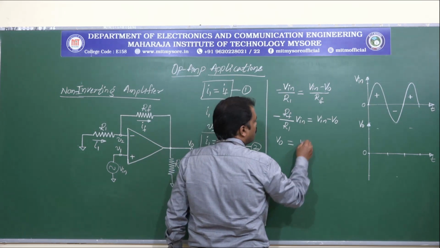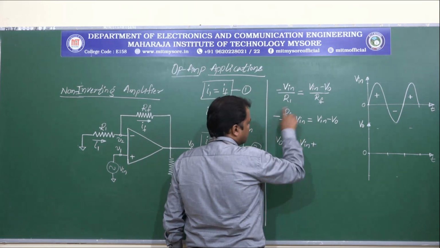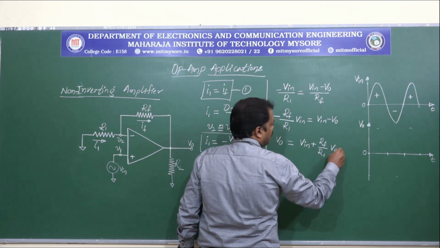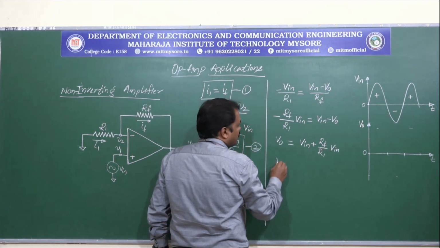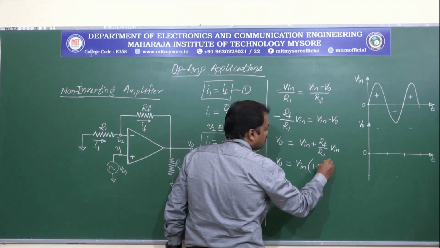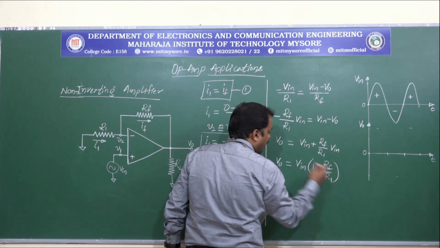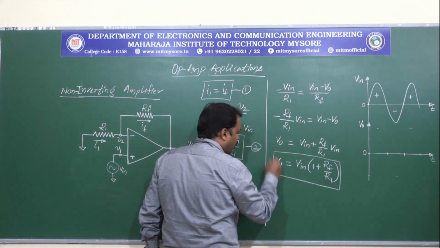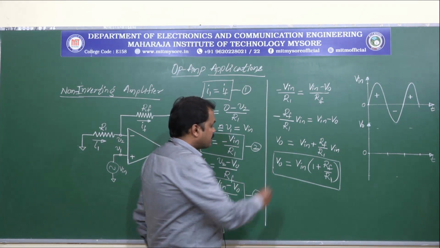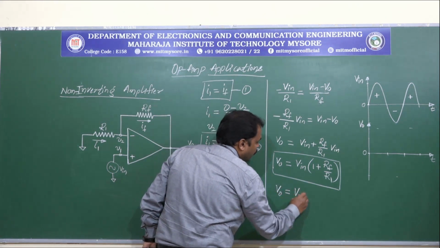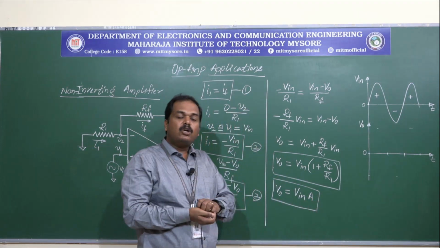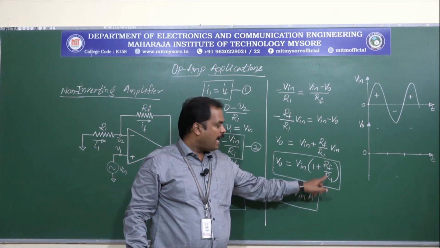V0 is equal to Vin plus, sending this whole term to the other side, so this is what we have. So V0 can be finally written as Vin into 1 plus Rf by R1. So this is the expression for the output voltage of a non-inverting amplifier using op-amp. This can also be written as V0 is equal to Vin into A, where A represents the closed loop gain and is given by 1 plus Rf by R1.